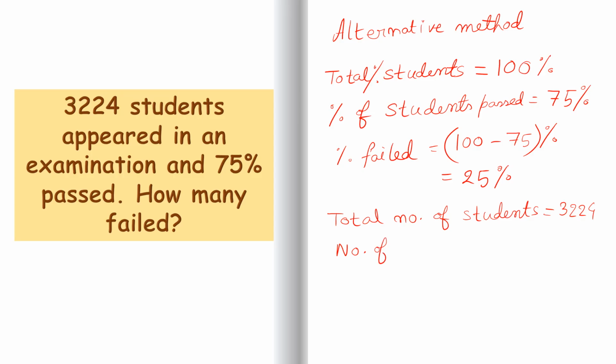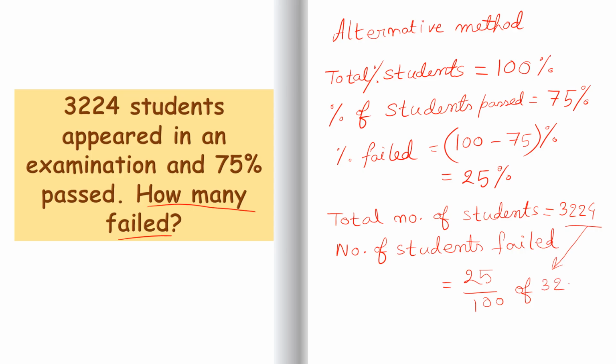Number of students failed. Now we are directly coming to how many students failed. We already know the percentage of students failed. 25% failed. So number of students we can write 25 by 100 of the original number. So this is the original number, that is 3224. Okay, let's do the cancellation.